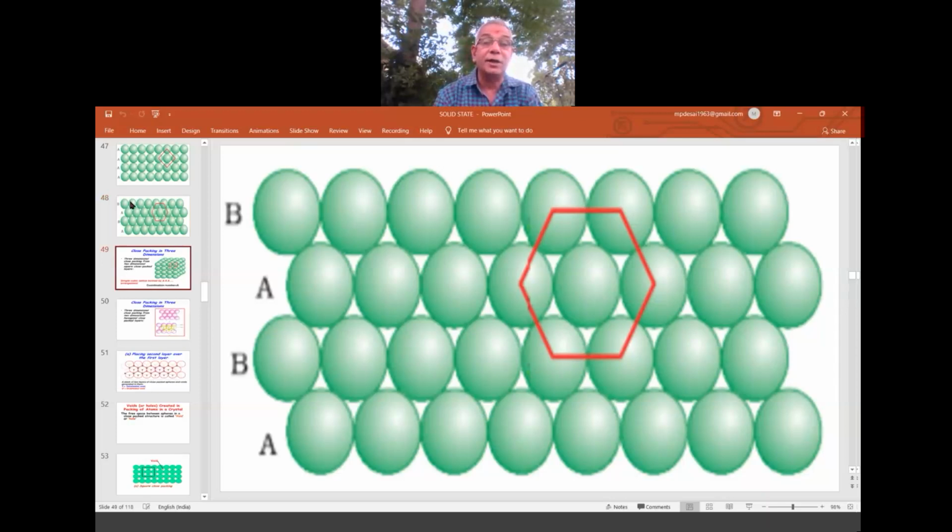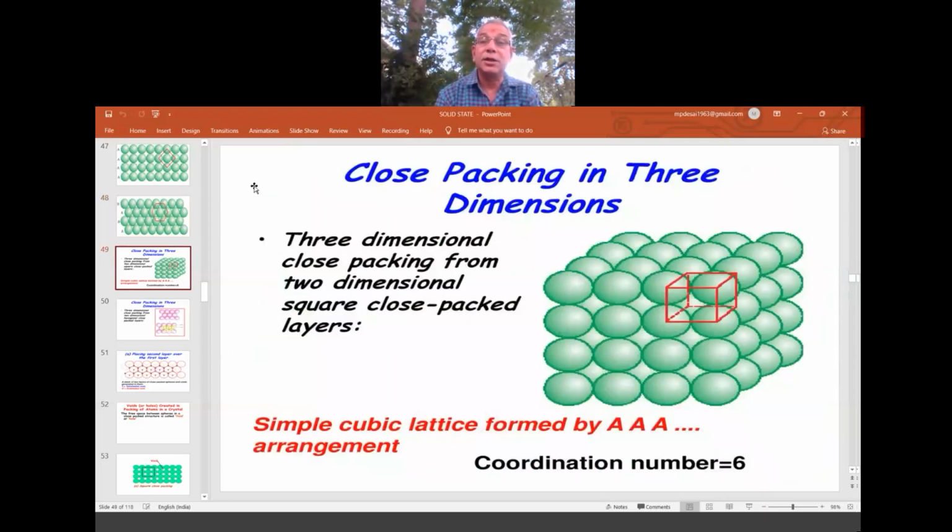Now this is regarding the packing in three dimensions. That means the same layer, A layer, then second, third, fourth, arranged like this, so we can go along the x-axis, y-axis, and the z-axis. Here also we have the square close packing. So simple cubic lattice, primitive type. The very simplest form of cubic lattice we get by arranging A in 3D.